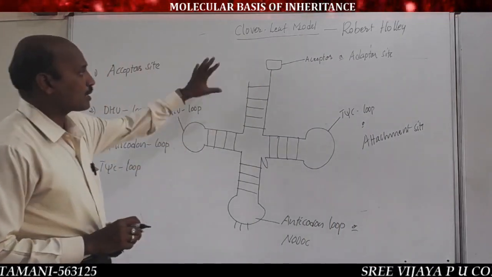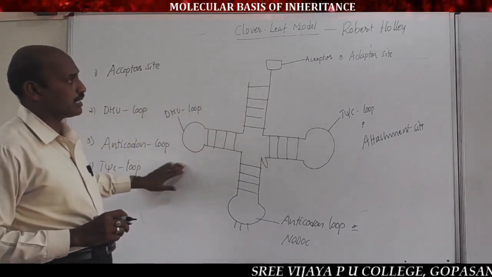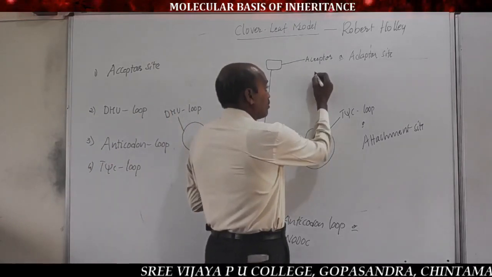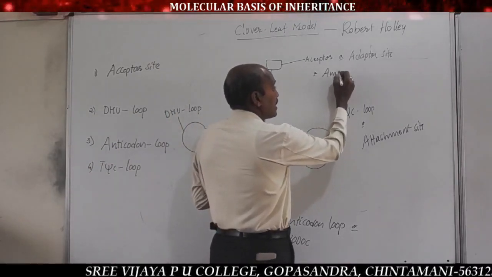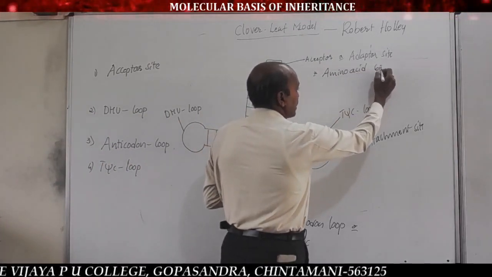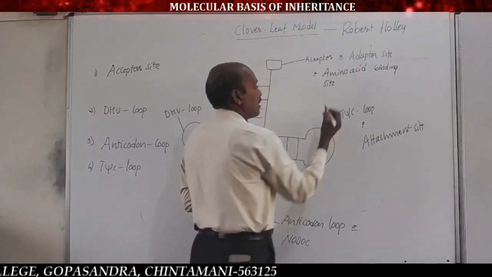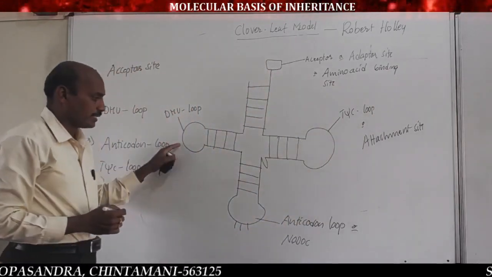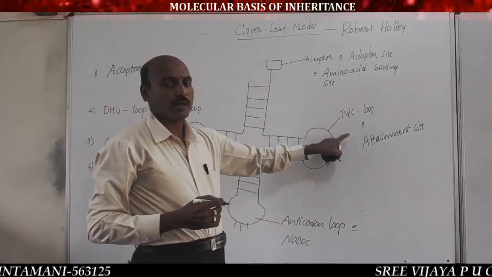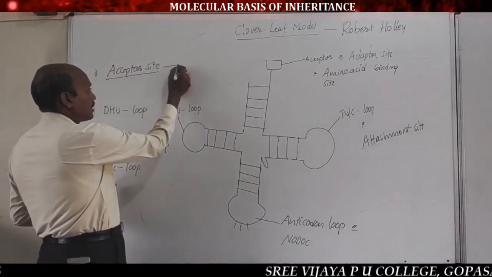So, according to Robert Oley, tRNA consists of 4 distinct regions: acceptor site, or adapter site, also called amino acid binding site; DHU loop; anticodon loop or Nodoc region; and T-Cyc loop or attachment site. Among them, the first one is the acceptor site.